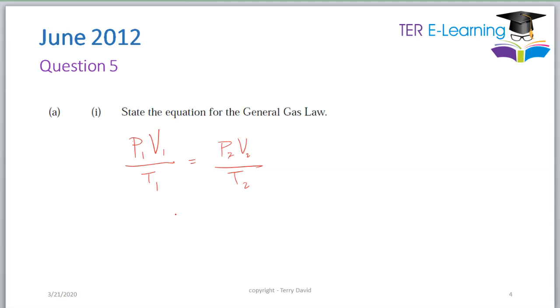Well, what you should do with this question, you're going to need to state what each of these terms mean. So P1 is my initial pressure.